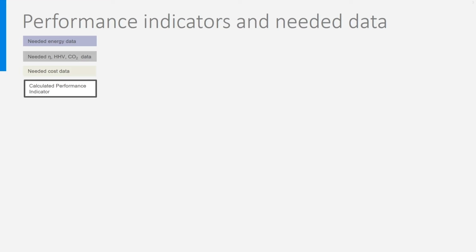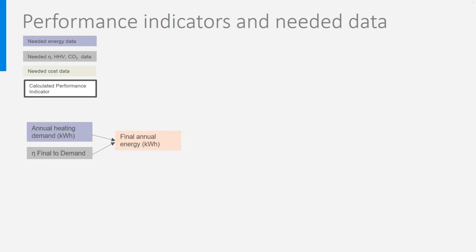Let's first summarize what we have learned this week in the flowchart. If we know the annual heating demand of a building and we know the conversion efficiency from final energy to energy demand, then we can calculate the final annual energy. I remind you that the final energy is the energy being delivered to the building either in the form of fuels or in the form of electricity or district heat.